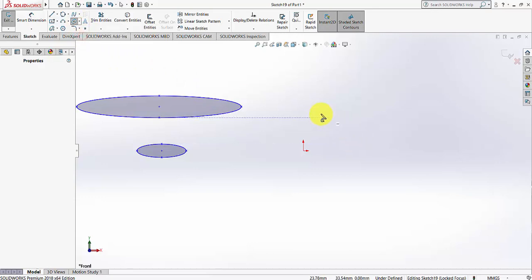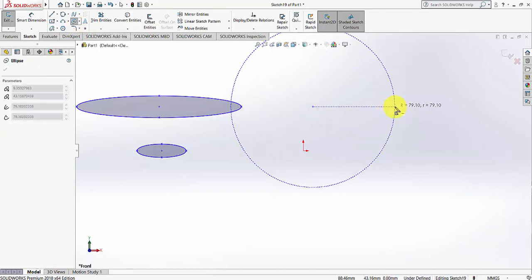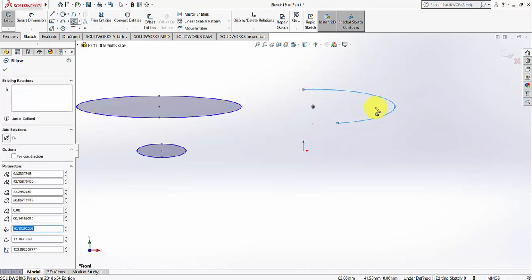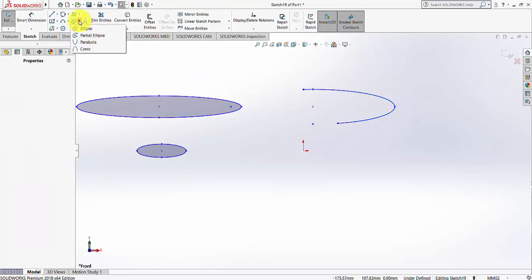Next is the partial ellipse. It draws the same way. We need the 2 points and the ellipse is drawn, and we have to click again to show the first portion and the second portion. In this case, it draws the partial ellipse, that is, only some portion of the ellipse is drawn.